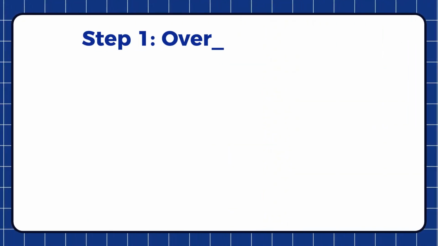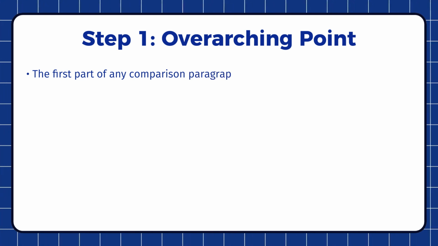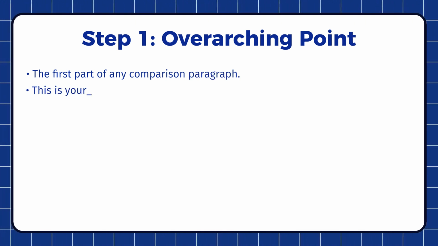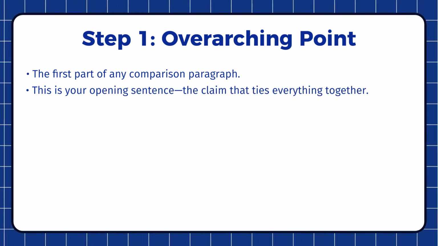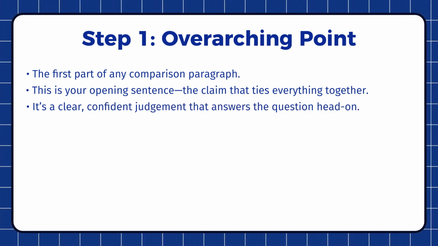Otherwise, let's go through each of these steps now and apply them to the practice question from before. Compare the ways the writers present their perspectives on girls' experiences of education. Step 1. Overarching point. The first part of any comparison paragraph is what we call an overarching point. This is your opening sentence, the claim that ties everything together. It's a clear, confident judgment that answers the question head on.